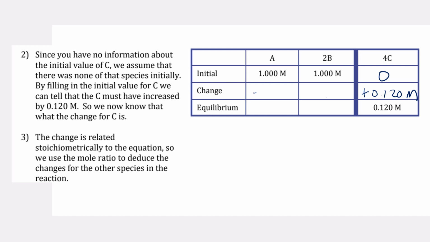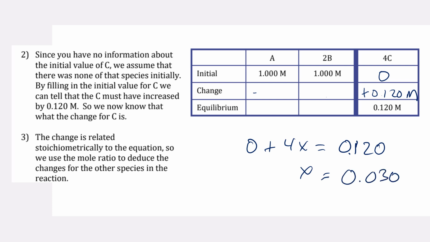So the change that's occurring is related through stoichiometry. Okay, so we can use the mole ratios to figure out the other ones. So just so we're clear, my product increased, so it's going to be 0 plus 4x, if you will. That's going to equal 0.120 molar. So you got to solve for x, so it's going to be 0.030.